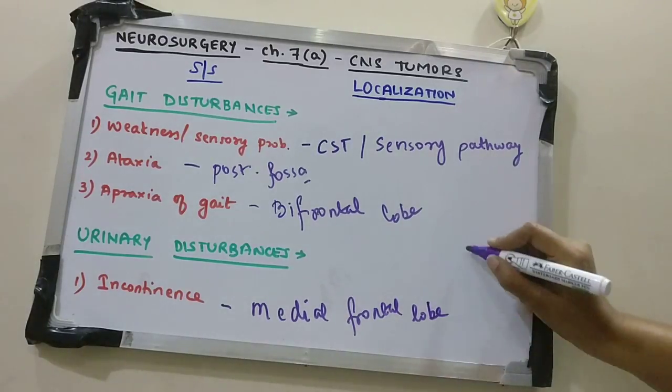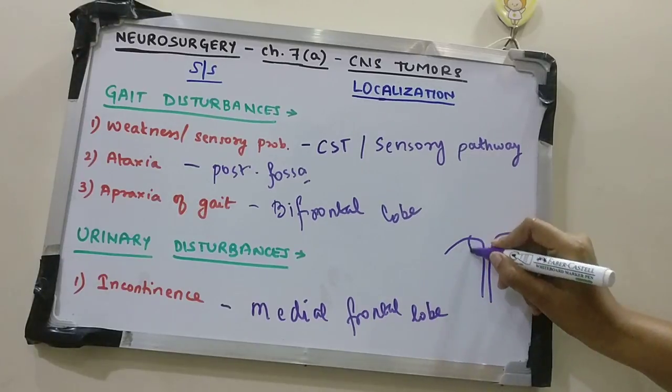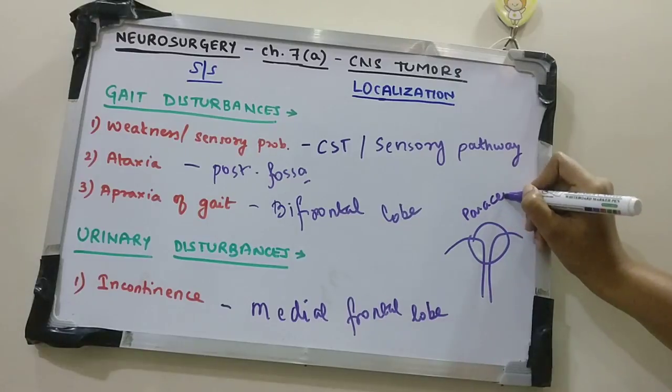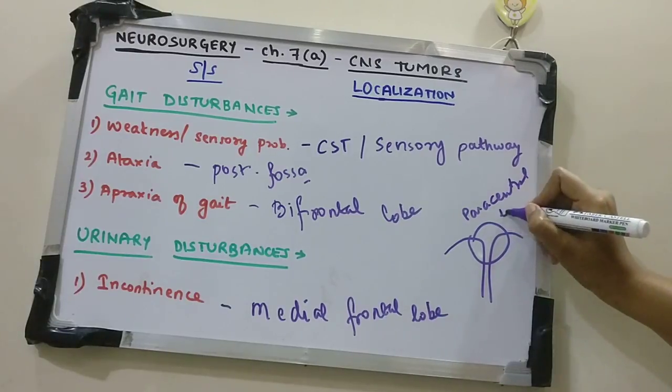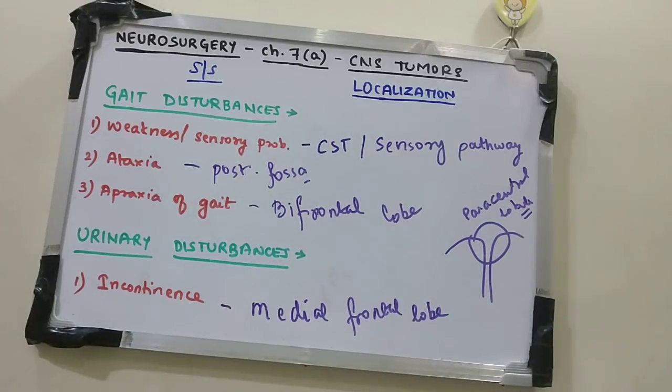Why? Because if this is your cerebral cortex, on the central area, this part is known as your paracentral lobule. And your paracentral lobule is responsible for your urine control through the cortex. So your urinary center is actually in the paracentral lobule, which is on the medial frontal lobe. So if your patient is having incontinence or any urinary disturbances and you are suspecting a tumor, it will usually be in the medial frontal lobe.